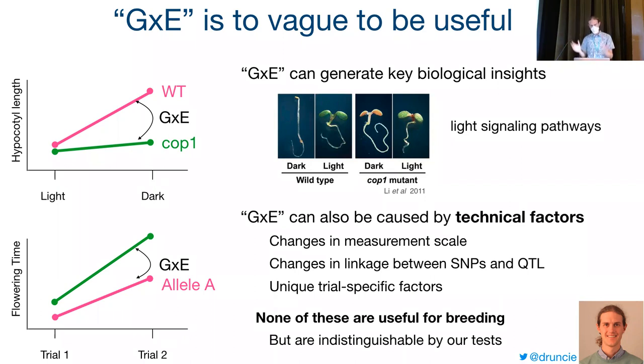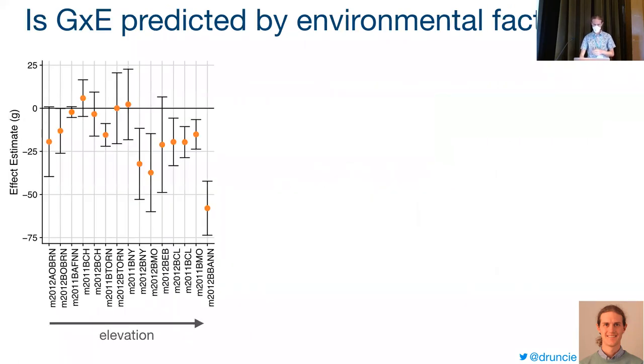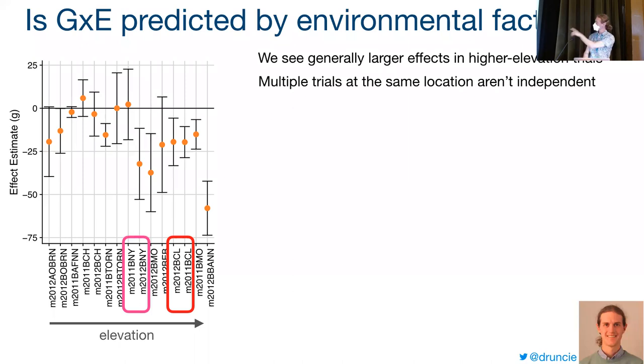So how do we refine the way that we're thinking about this? Well, my argument is that G by E is only useful if we can demonstrate that it's consistently predictable based on environmental characteristics. In this example, I've organized the trials from lowest to highest elevation, and we see that the effects are strongest at higher elevation. We have to be careful about this, though, because we have multiple times where we use the same field in different years, and those aren't independent.